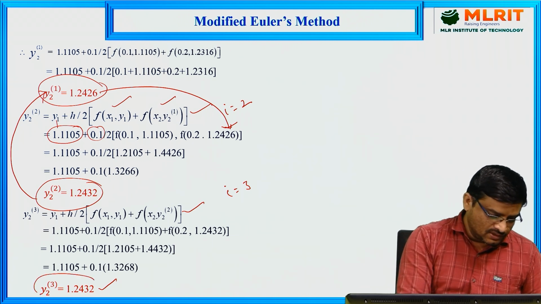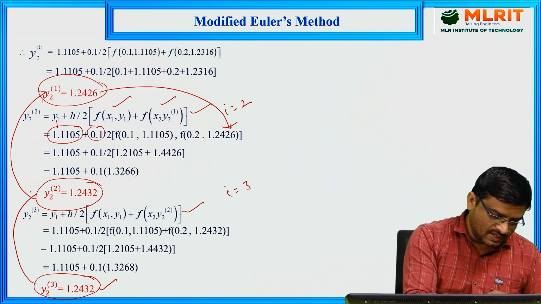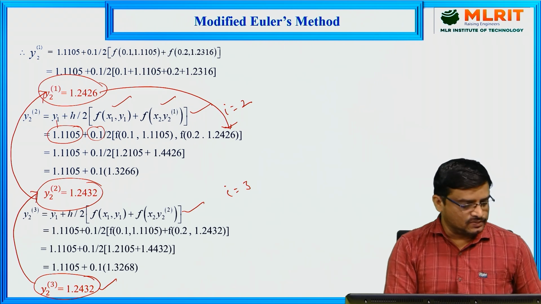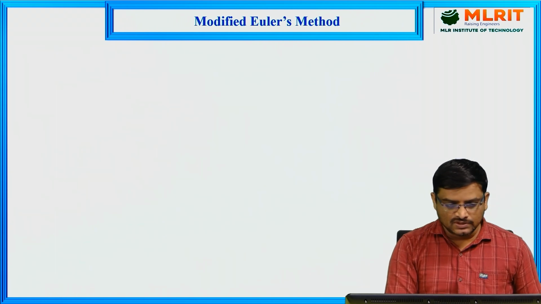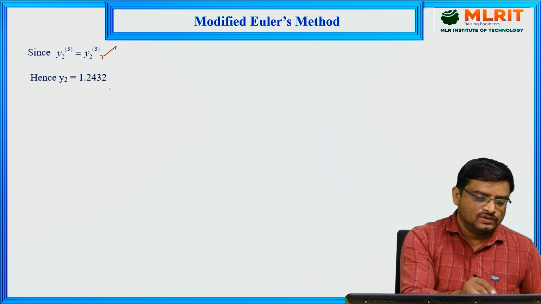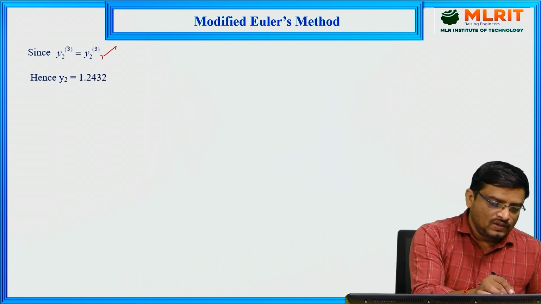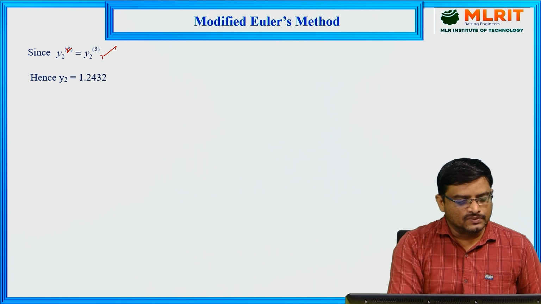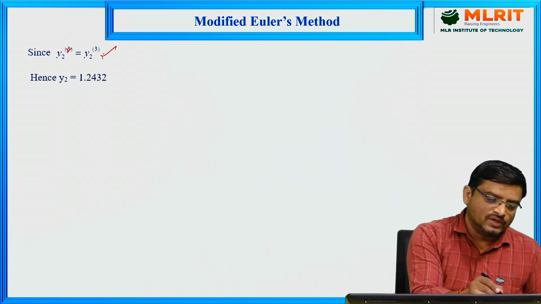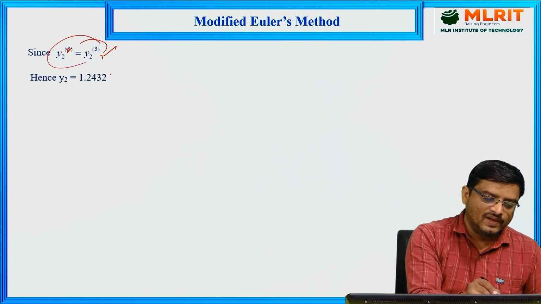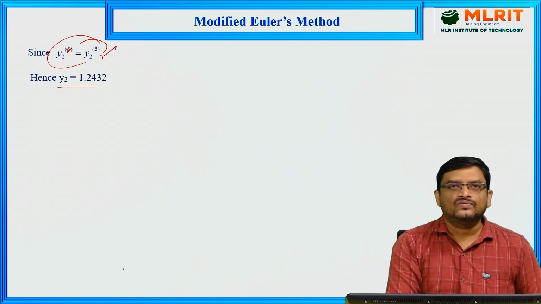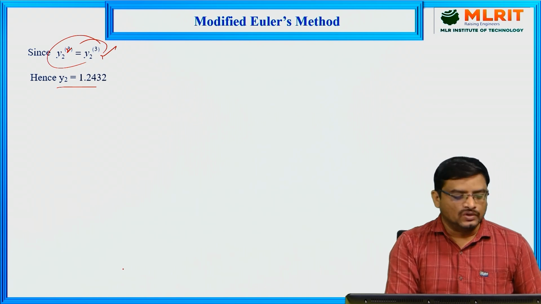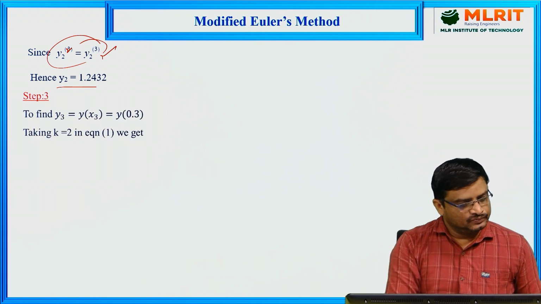Now this approximation value is equal to the second approximation value. Because of this, the second approximation of y2 is equal to the third approximation of y2. So you consider this common value as our final value of y2. Like this you find it out.